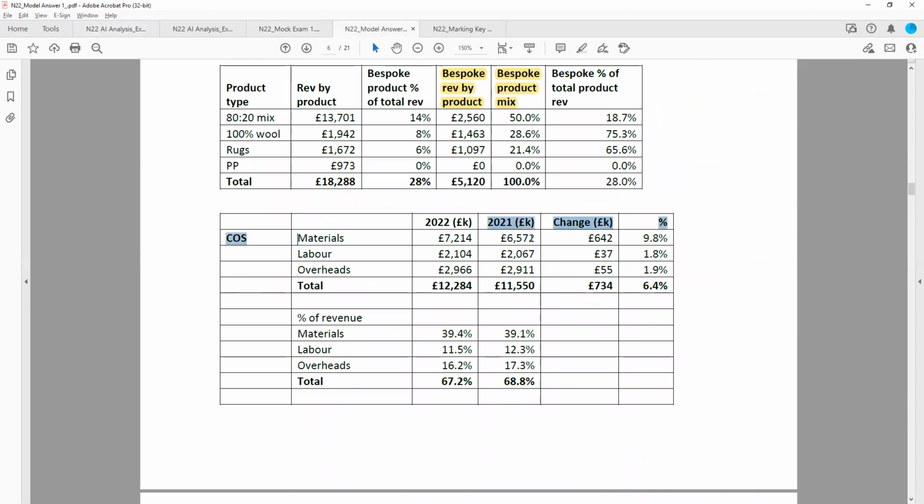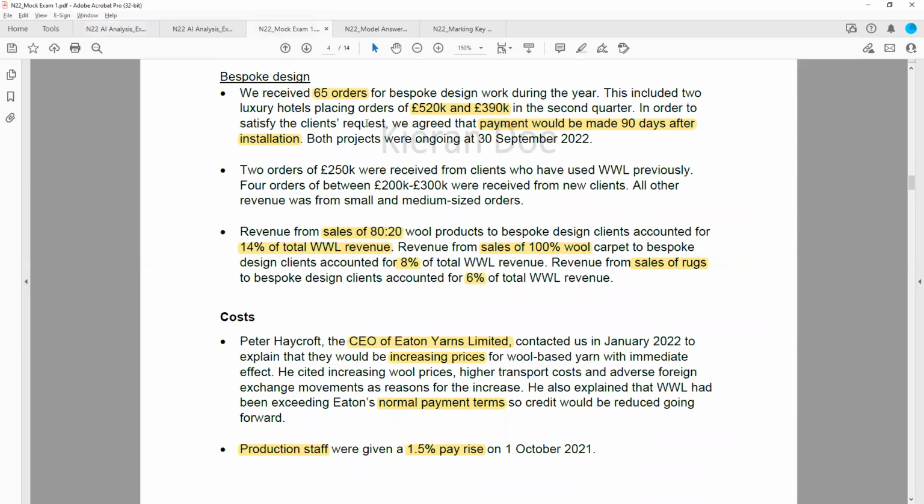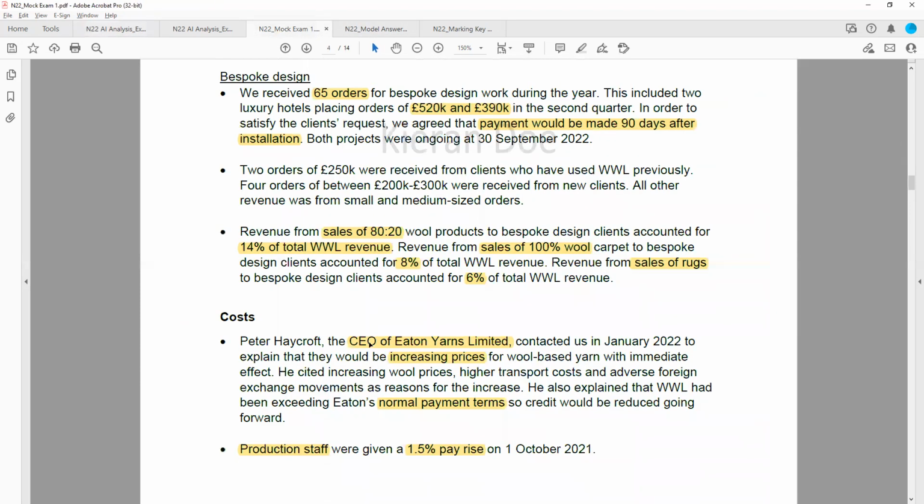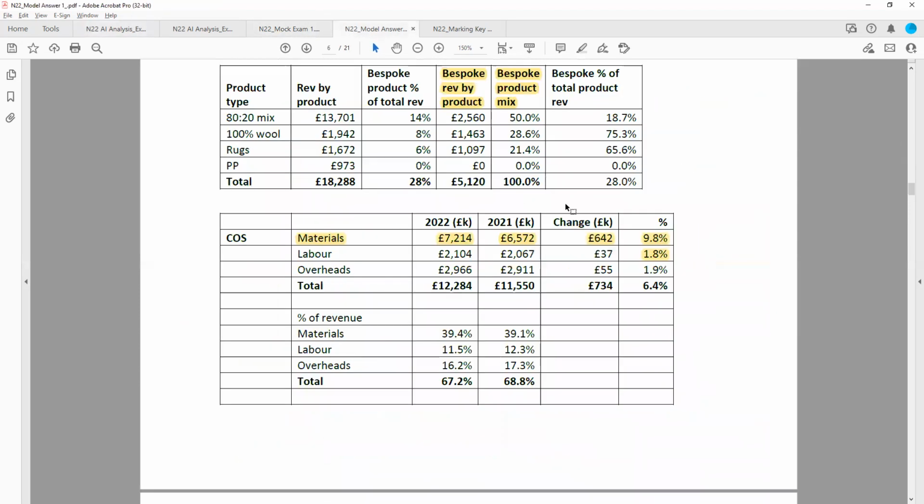So we can see that materials have gone up. That's quite a significant increase, and of course we know there's a reason on the exam paper for that: the supplier increased the prices. And labour's gone up by this amount. Again, we had a reason there for labour, so I'll be trying to use that in my answer. So I'll probably focus on labour. Overheads could be mentioned as well, but I'd probably focus on these two.